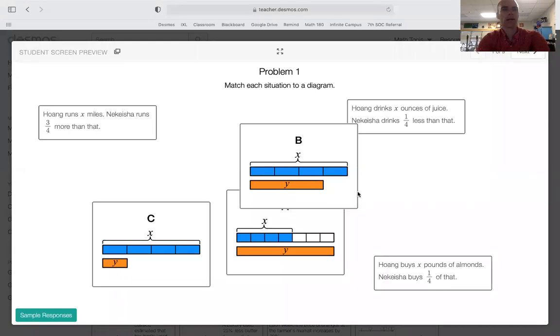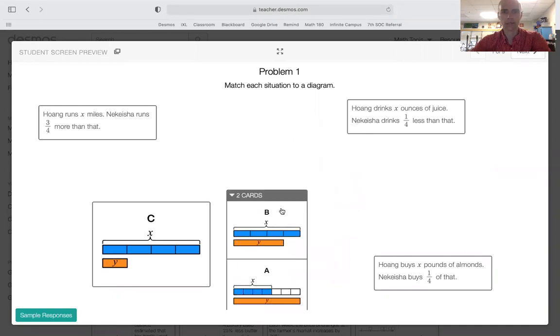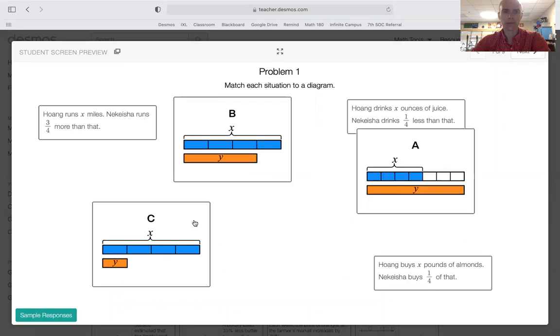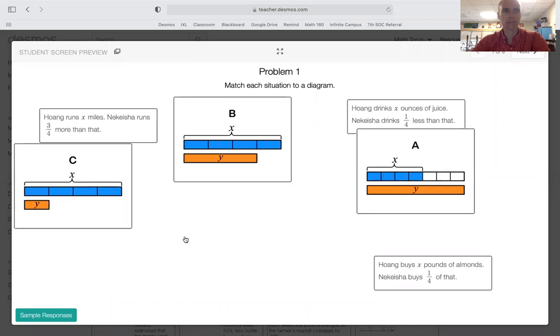Hey everyone. So you got this assignment just titled percent increase slash decrease homework. Let's go ahead and go through it. The first screen asks you to match each situation to a diagram. We've got diagram A, B, and C. I will line them up backwards, CBA.